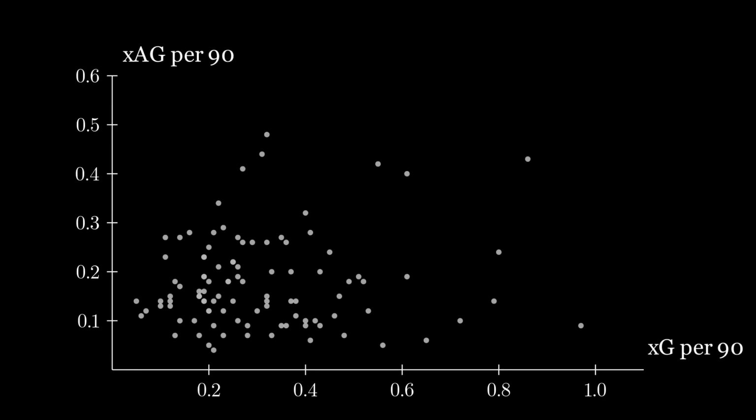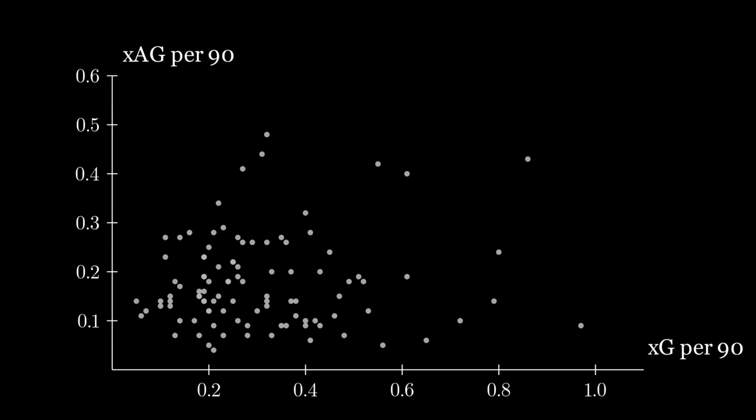Now let's zoom in and look at how the clustering itself actually works. Here, each point represents a winger plotted using just two metrics: expected goals per 90 and expected assists per 90. For now, we'll keep things simple and work in two dimensions. We'll talk about adding more metrics later.